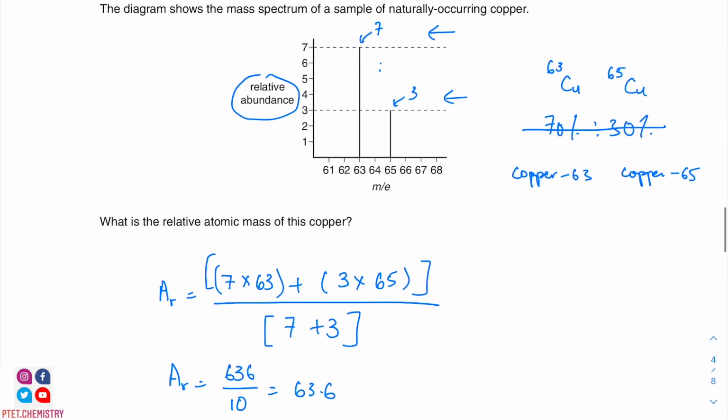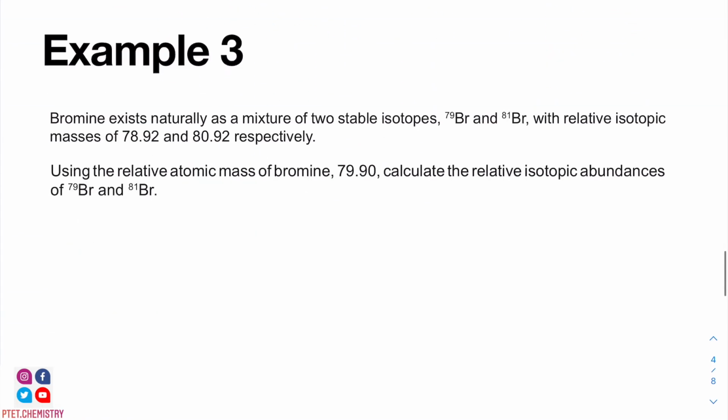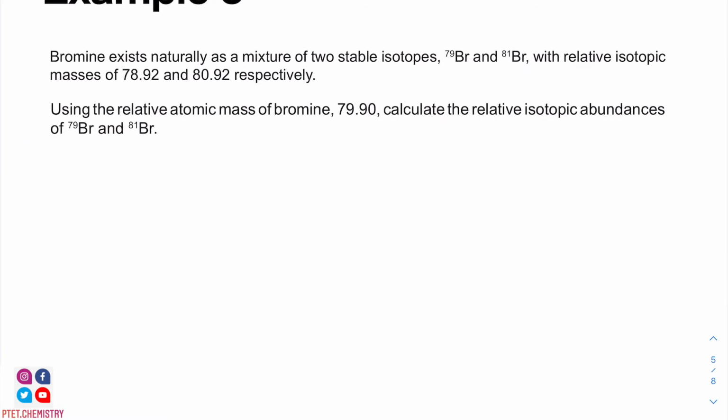Does it make sense? First of all, you have two isotopes, 63 and 65. You have a lot more of 63 than 65. Your average mass is in between 63 and 65. That is good to know, okay? Because you're doing an average of 63 and 65, your average will be in between. It's closer to 63 because I have a lot more of the 63 than 65. So that is fine, all right? But of course, double check your calculation just to make sure that you've done it correctly.